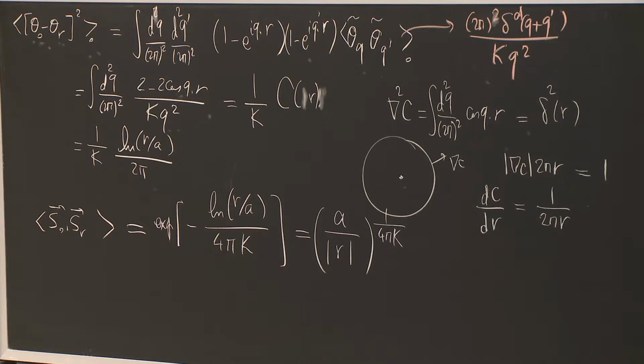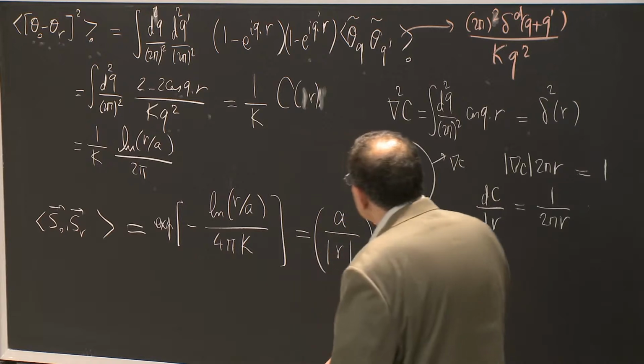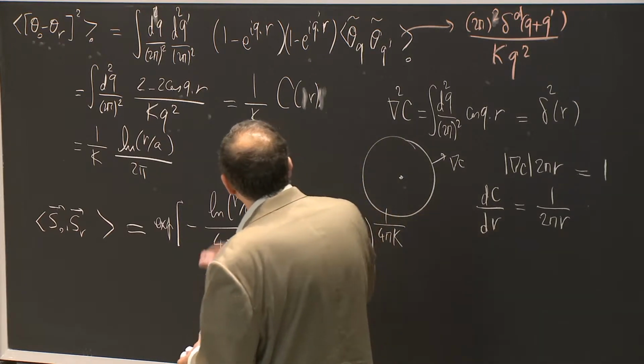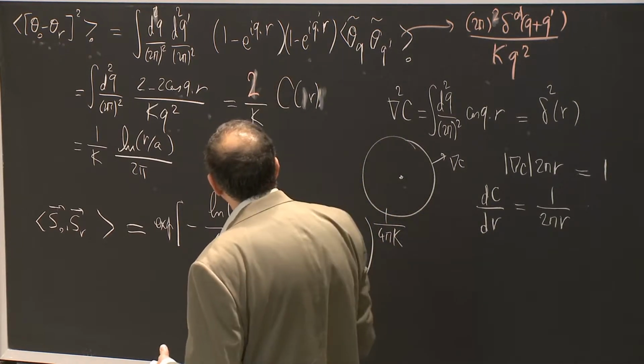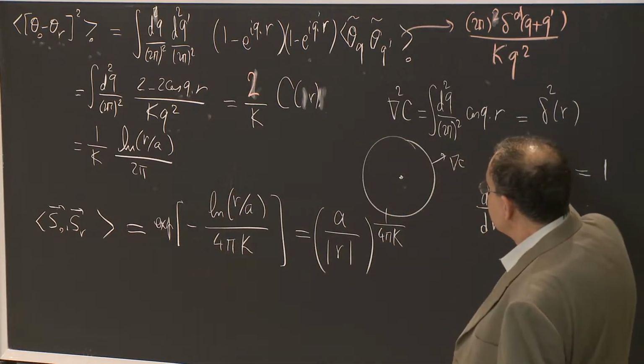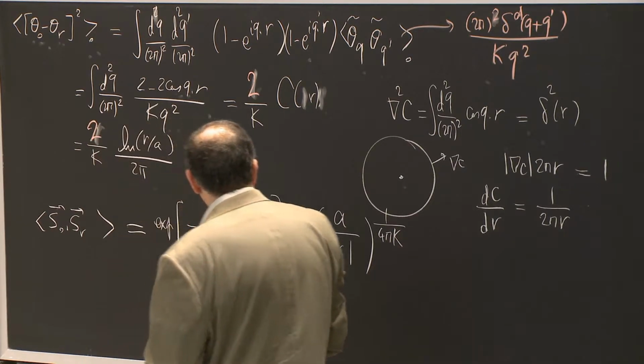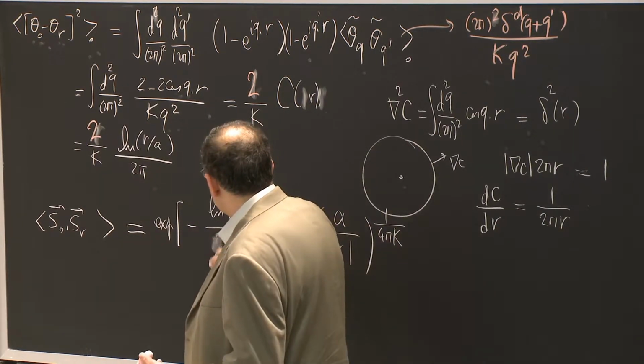Yeah, I lost a factor of 2 right here. This should be 2 because of this 2 if I'm using this definition. So this should be 2, and this should be 2 pi k.